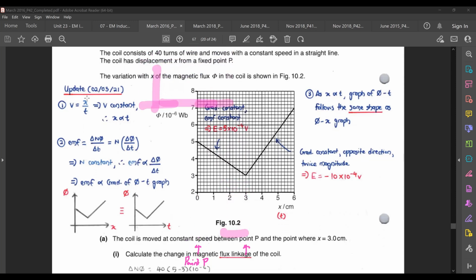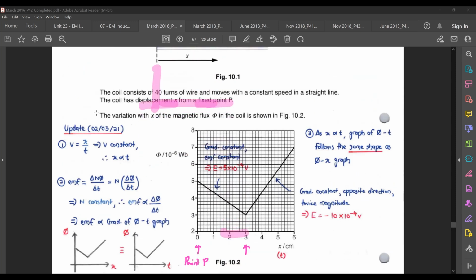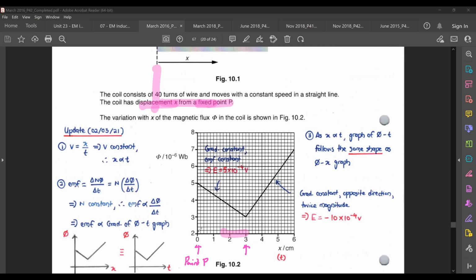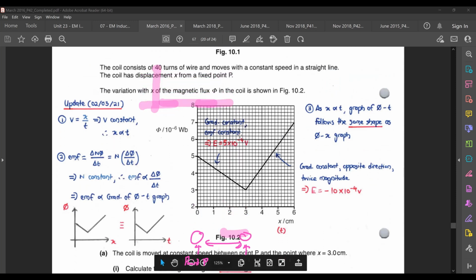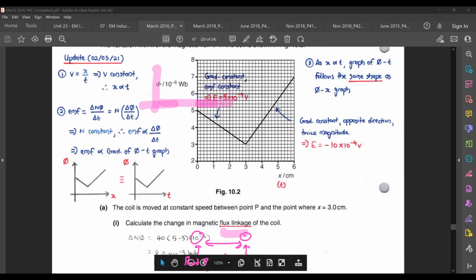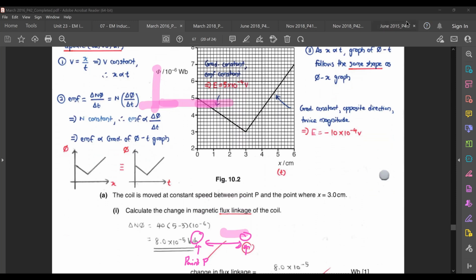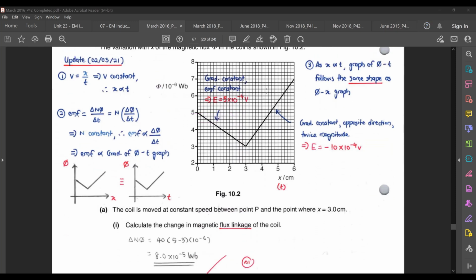So you're actually going to consider from here all the way to here only to find your magnetic flux linkage change. This graph that you have here is already a graph of flux versus distance. It's not flux versus time, it's flux versus distance. You want to find the flux linkage change between these two points.